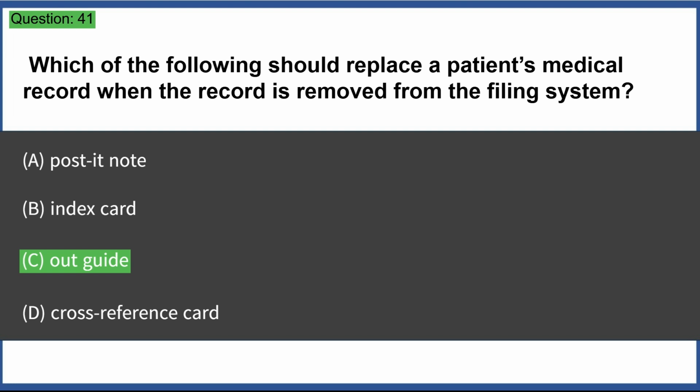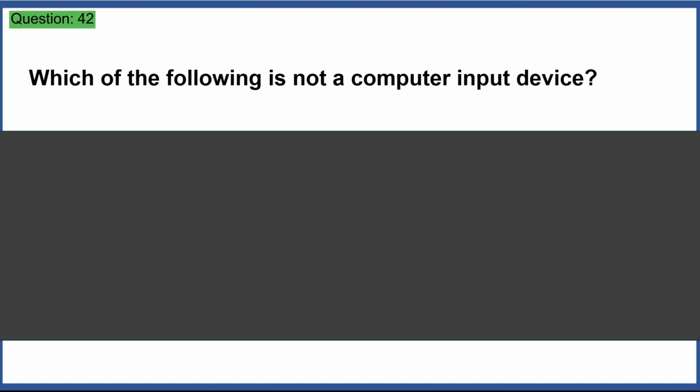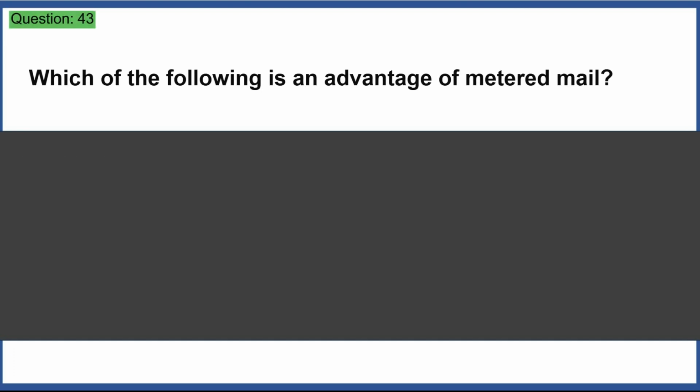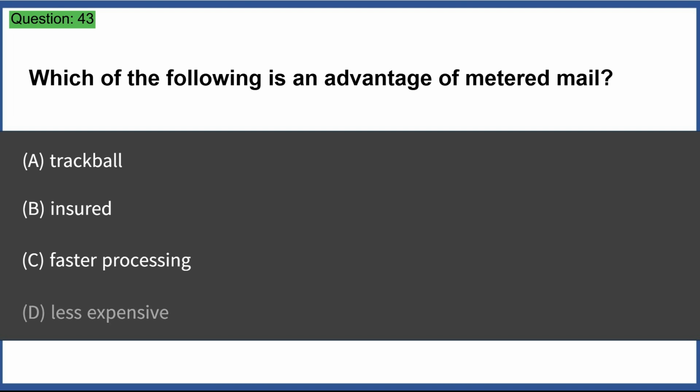Out guide. Which of the following is not a computer input device? A. Trackball. B. Printer. C. Mouse. D. Keyboard. Answer B. Printer. Which of the following is an advantage of metered mail? A. Traceable. B. Insured. C. Faster processing. D. Less expensive.